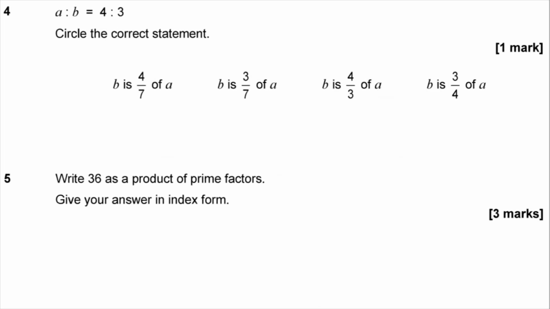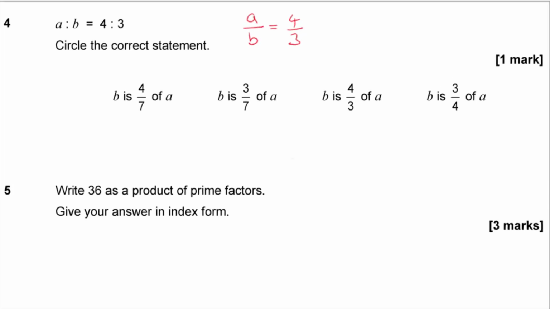In question 4, we're given that the ratio of a to b is 4 to 3. Well, if that is the ratio, then a over b is going to be 4 over 3. Now, rearranging to make b the subject, I can cross multiply that b up there, the 4 down there and the 3 over there. That's going to give me 3a over 4 is equal to b. So b is 3/4 of a. It's that one there.